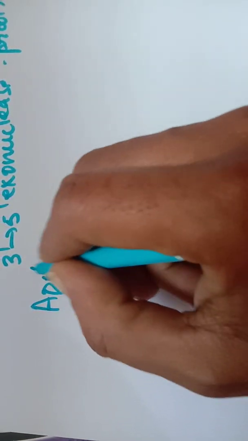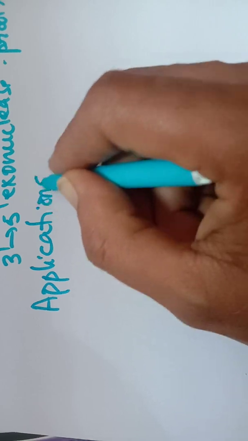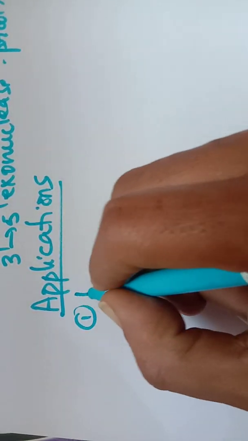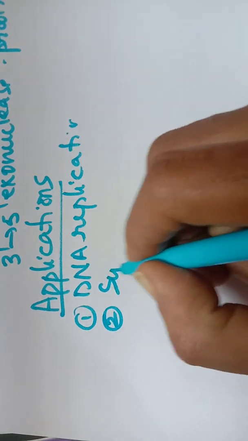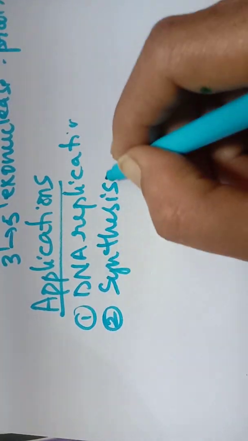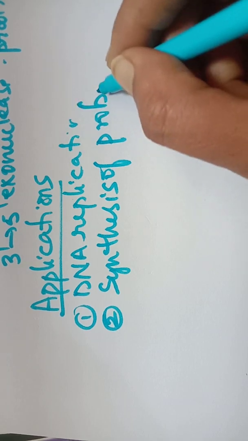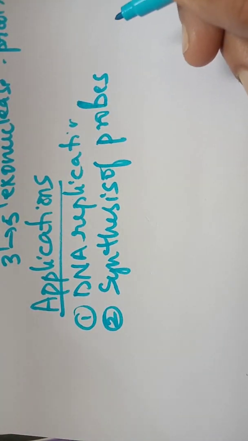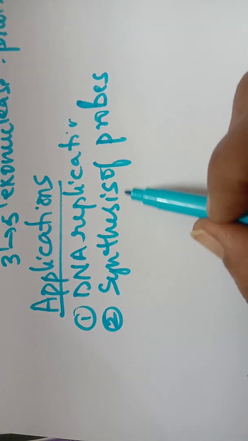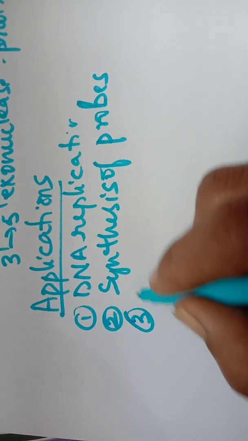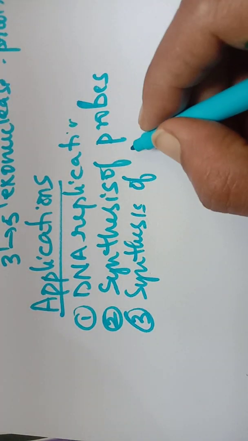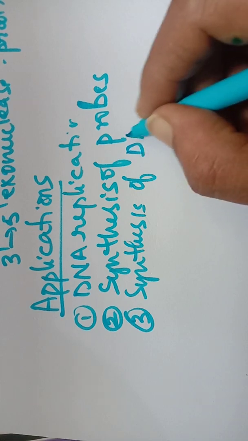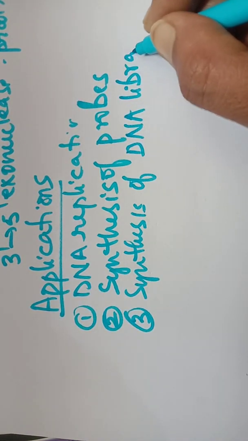Okay. Now coming to the applications of the enzyme, applications of DNA polymerase. First one, obviously it is useful in DNA replication. Application means it will be used in the synthesis of probes. We will discuss this later when we discuss probes and hybridization. Also synthesis of cDNA library, DNA library. This also we'll discuss later.